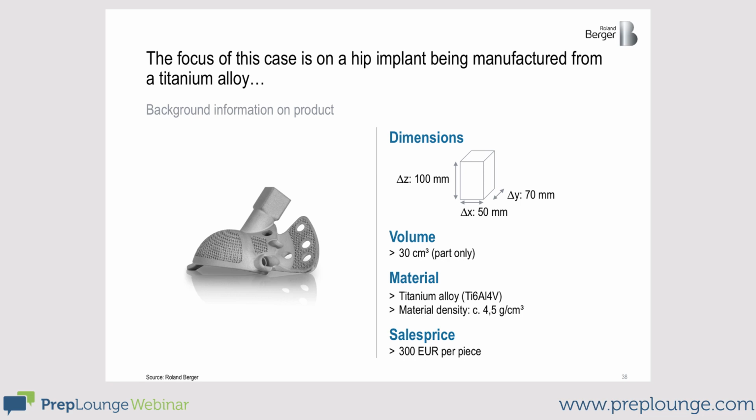Here is some data to get a feeling for the dimensions. The left part is 100 millimeters high. The width of the x-axis is 50 millimeters and the depth is 70 millimeters. So this is basically the box I could pack the implant into, the so-called bounding box. The volume of the box is 30 cubic centimeters, just for that piece.